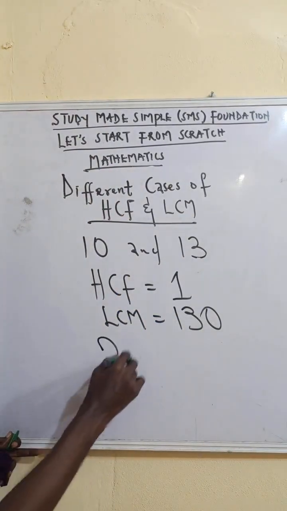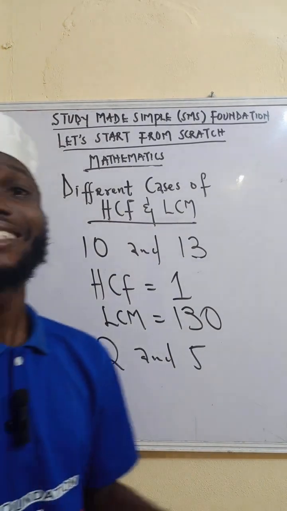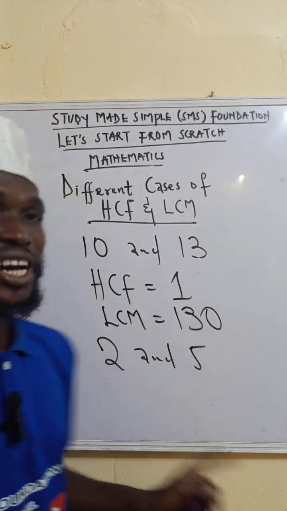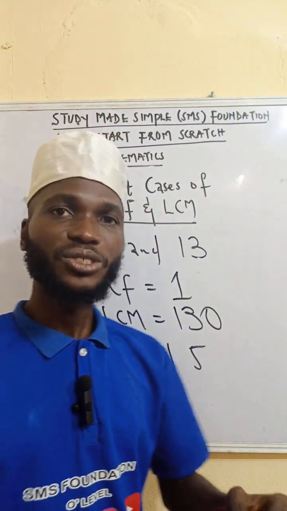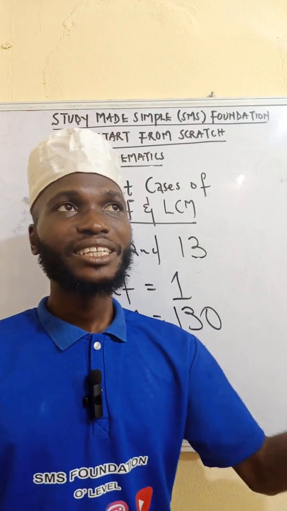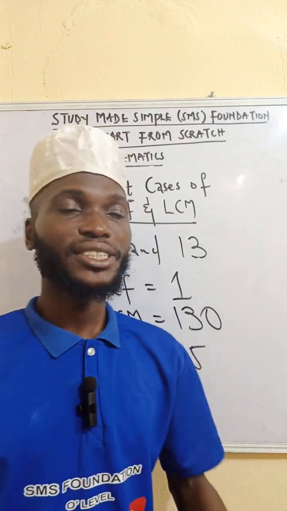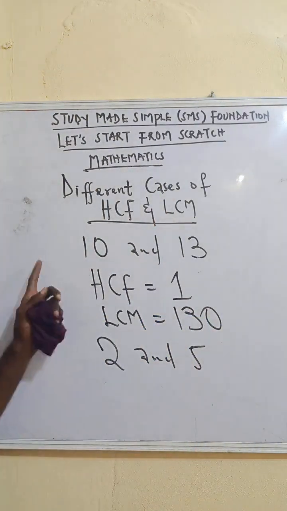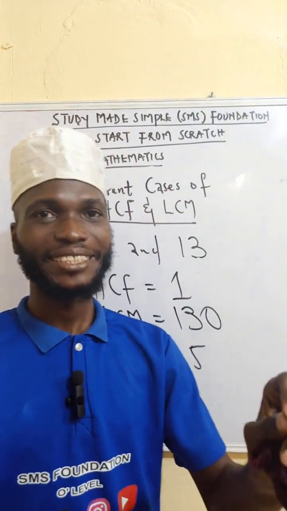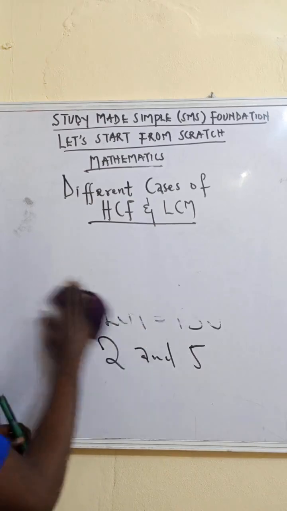Similarly, if you have 2 and 5, or 7 and 10. For 2 and 5, HCF will be 1. LCM will be 2 times 5, which is 10. For 7 and 10, HCF will be 1. LCM will be 7 times 10, which is 70. So in all these cases, you don't need to hold pen. Now, other cases that are somehow harder.